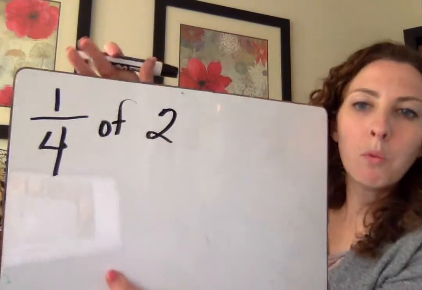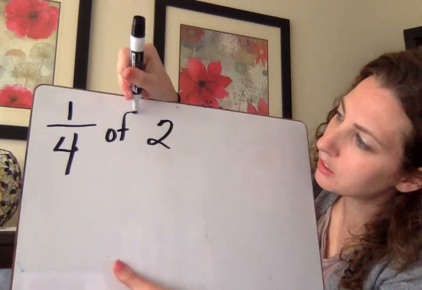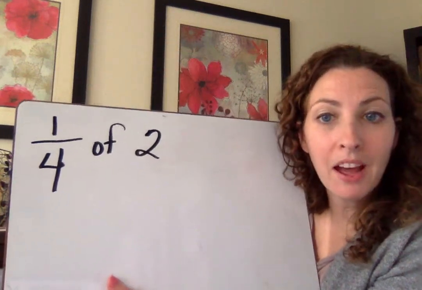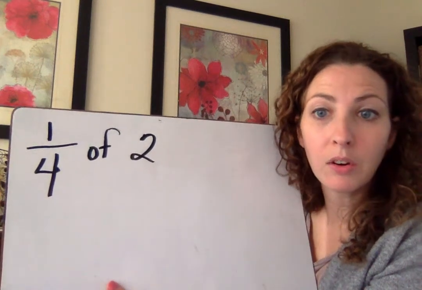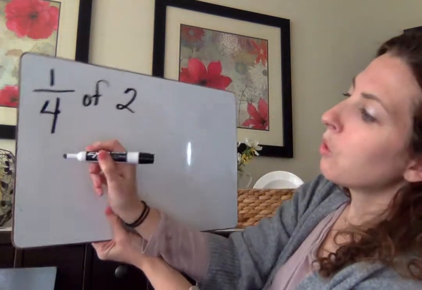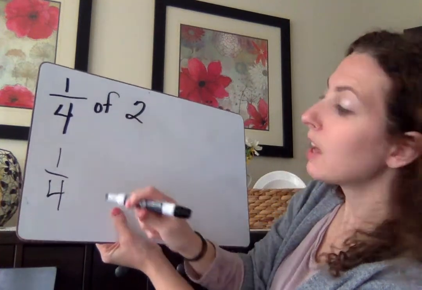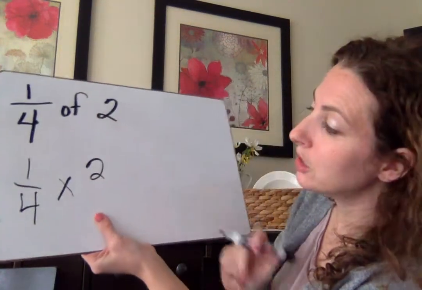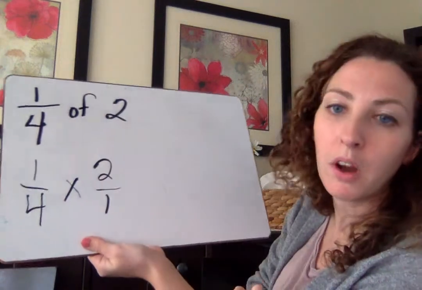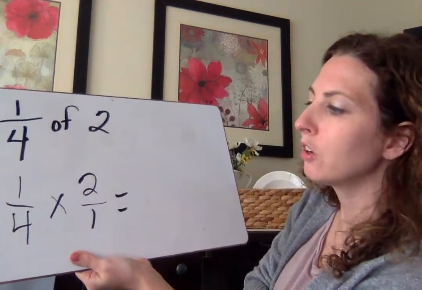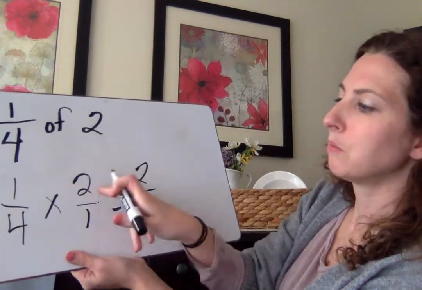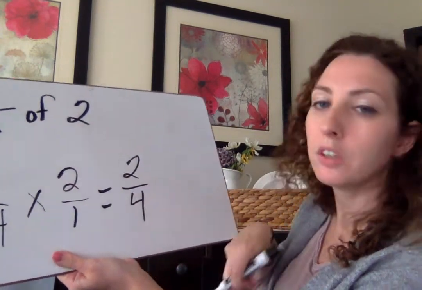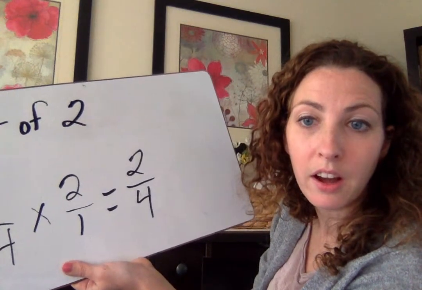So if we saw a problem that looked like this, right? 1/4 of, that's an F, not a T, of 2. We know that in math, of means to multiply, okay? So what we're really saying is 1/4 times 2. And then if you remember, if you've got a whole number, all you do is make it into a fraction by putting a 1 under it, and then you just multiply across. 2, because 1 times 2 is 2, and 4 times 1 is 4. 2/4, or you can simplify that to 1/2.